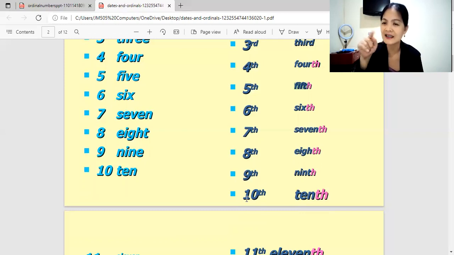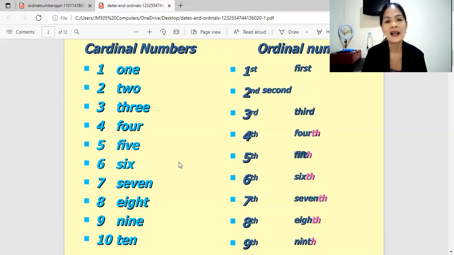T-E-N, and then T, and then H. Tent. Okay, very good. Understand? Okay, let's go again. One, first. Two, second. Three, third. Four, fourth. Five, fifth. Six, sixth.